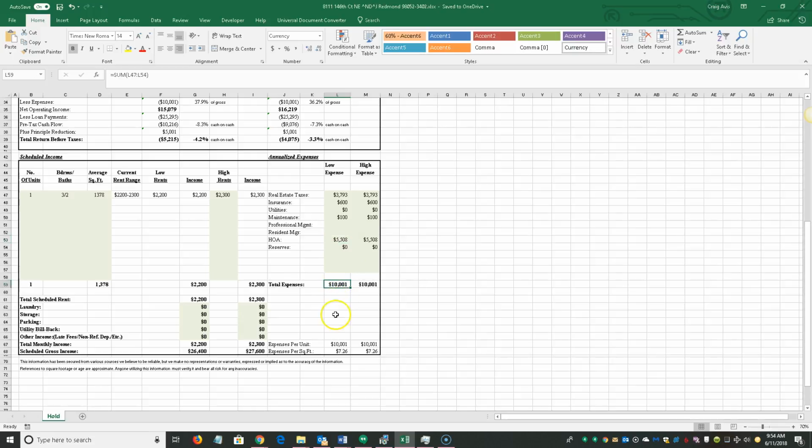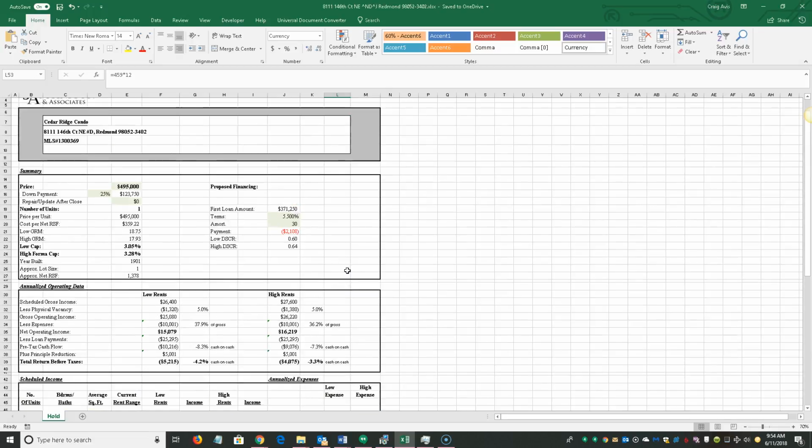So we've got total expenses of about $10,000 here, which is pretty high. The most contributing to that is from the HOA dues. The taxes you can't get around, but this is the one factor with condos that often makes condos not a very attractive property for rental.